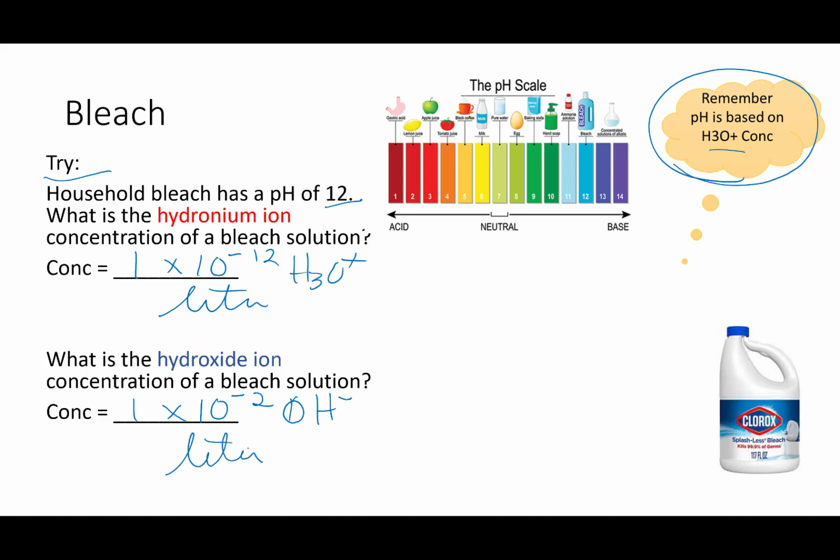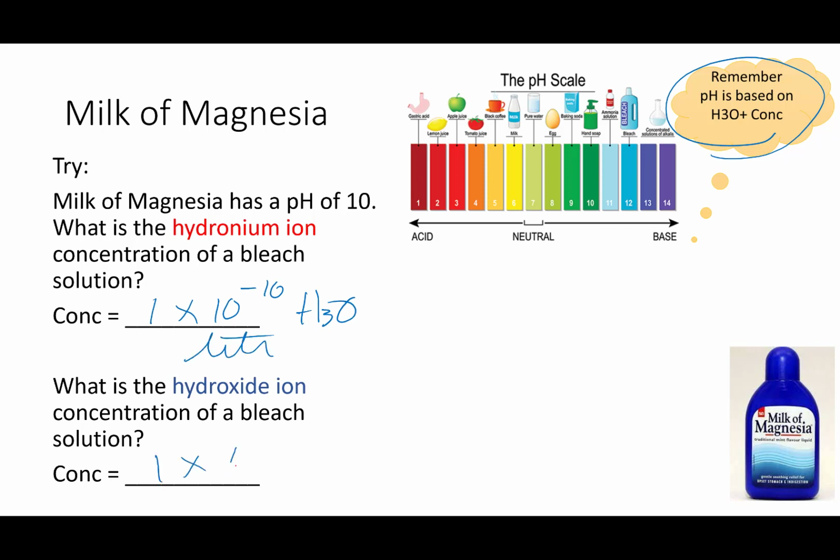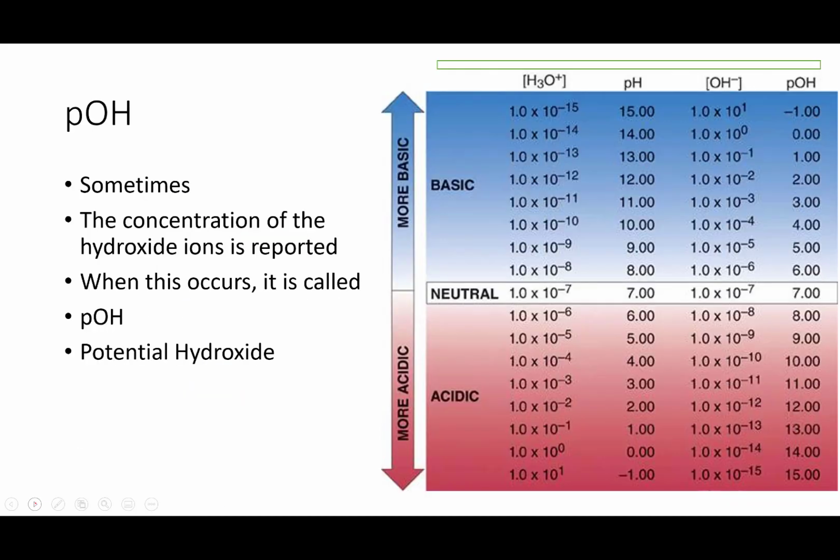You just have to be able to add things up to 14 to be able to figure out how many hydroxides and how many hydroniums. I know, hydroniums, hydroxides, easy slip of the tongue. All right, hit pause, try this one. Okay, pH is based on hydronium, so this is going to be 1 times 10 to the negative 10 hydroniums per liter. And so hydroxides, 1 times 10 to the negative 4 hydroxides per liter. Getting it? Yeah, see, it's not too bad at all.